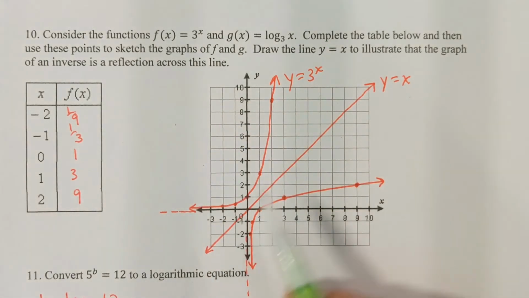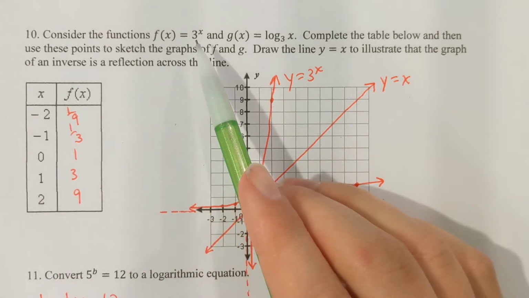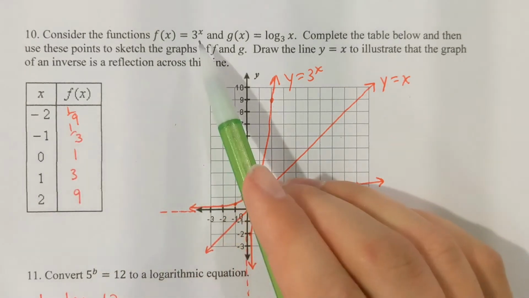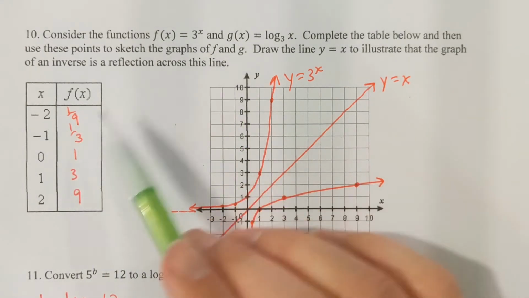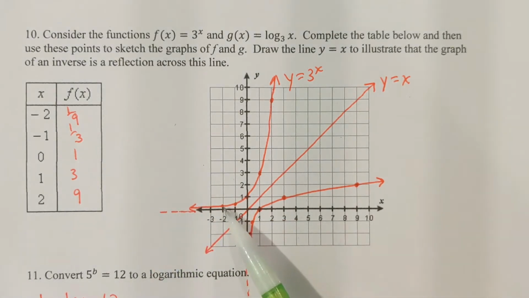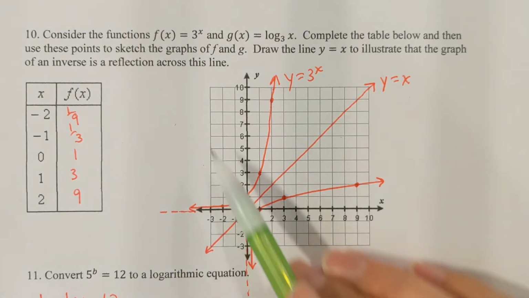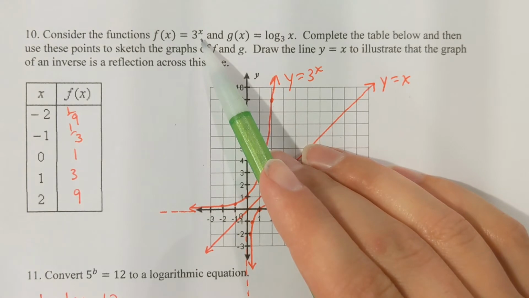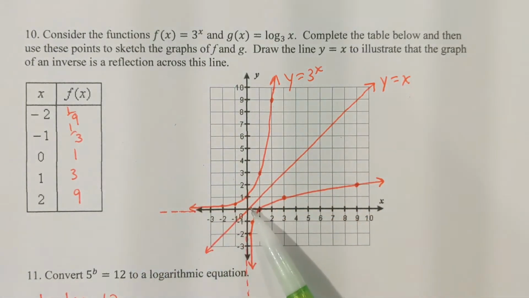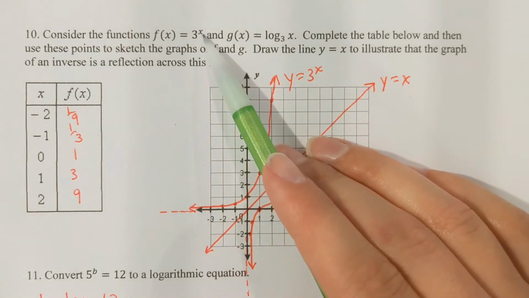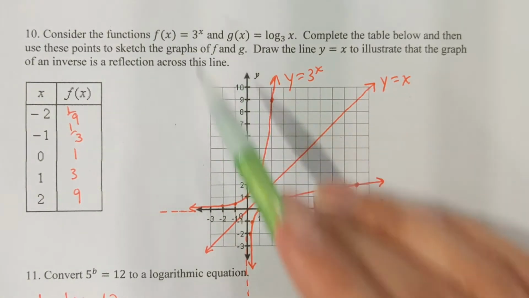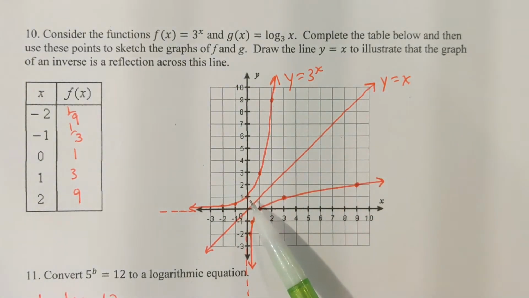That's an exponential. X can be anything. So I've got some x values already set up for us. 3 to the negative second power, that'd be the same as 1 over 3 squared, or 1/9. Okay, so here's negative 2, 1/9. If x is negative 1, 3 to the negative first is 1/3. So here's negative 1, 1/3. If x is 0, anything to the 0 power is 1. So here's 0, 1 on the graph.